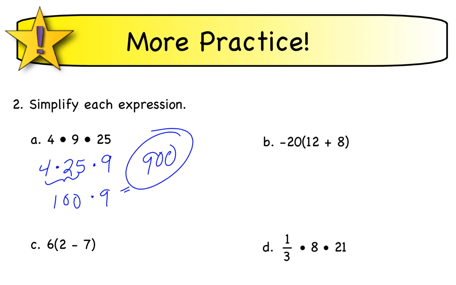Okay, no calculator needed. Letter B. Would you use distributive on this one to get rid of the parentheses, or would you add these two first? I think I would add these two first. 12 plus 8 is 20, right? What's 20 times 20? Hopefully you recognize that as 400. And it's a negative times a positive, which is a negative. Okay?